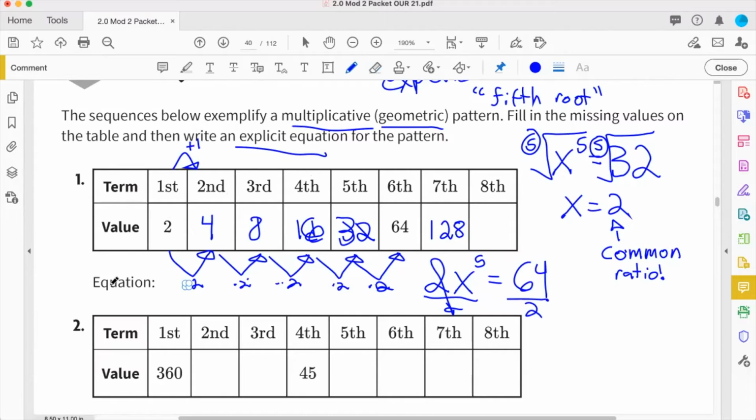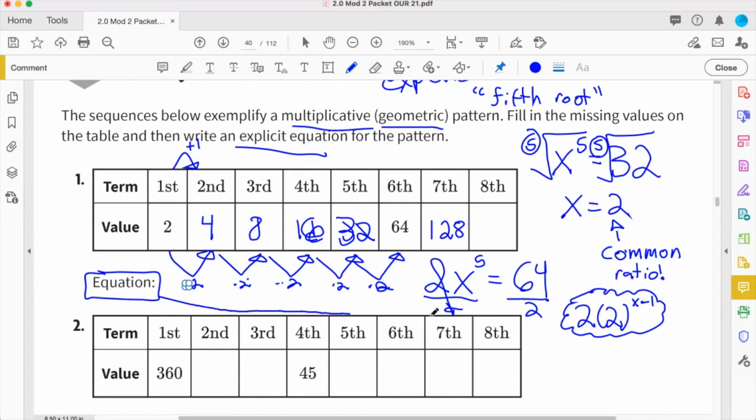We're also not done. We still need an equation for this. So we've made geometric or exponential equations before. So I'm going to start with my first term of 2. So starting with 2, I keep multiplying by 2, x minus 1 times. There you go. That's our explicit.